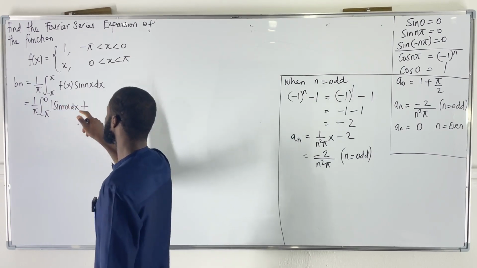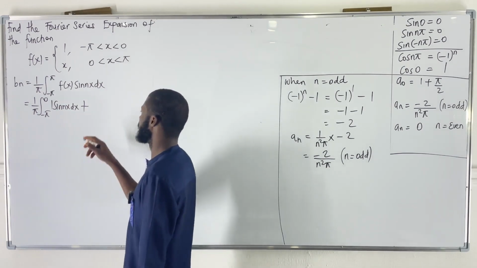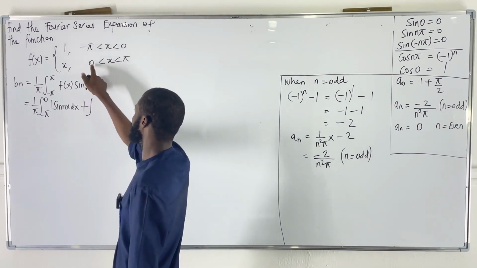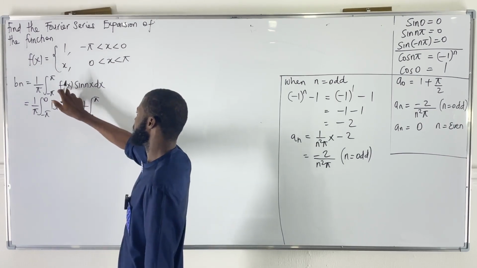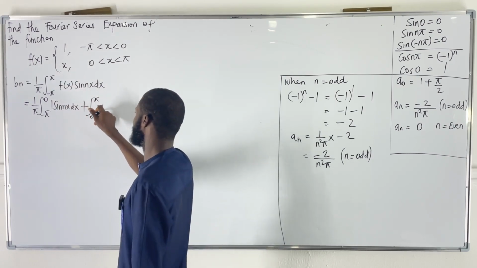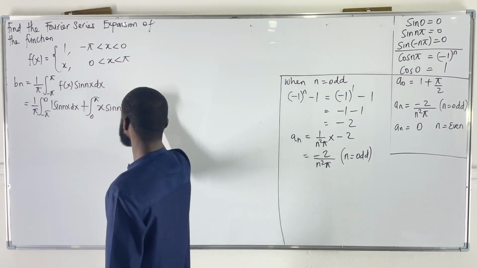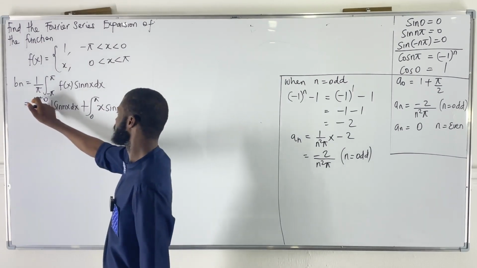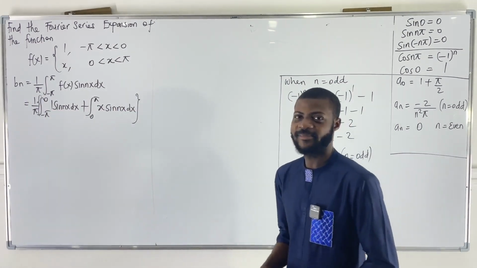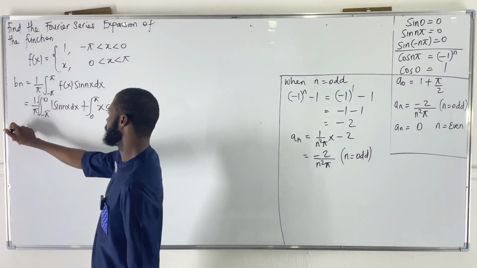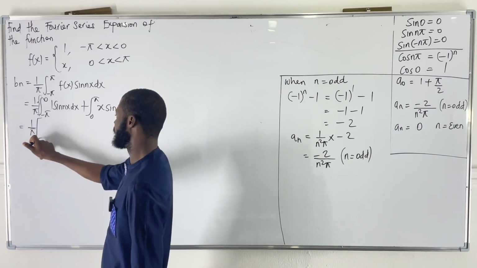And then plus the integral from 0 to pi of f of x, which this time around was just x. This will be x sine nx dx. And I'm going to close this up. All right, so this is the time for us to integrate. So this will become 1 over pi, and then let me open this up.